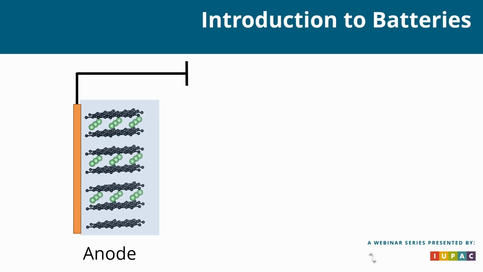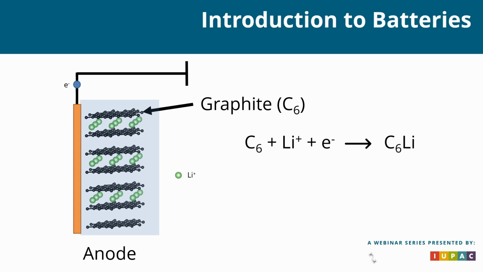Let's start with the anode, which is the negative electrode during discharge. In most lithium-ion batteries, such as those found in phones and electric vehicles, the anode is made from graphite, a layered form of carbon. Lithium ions can reversibly insert between these layers by intercalation, while electrons are transferred through the external circuit.